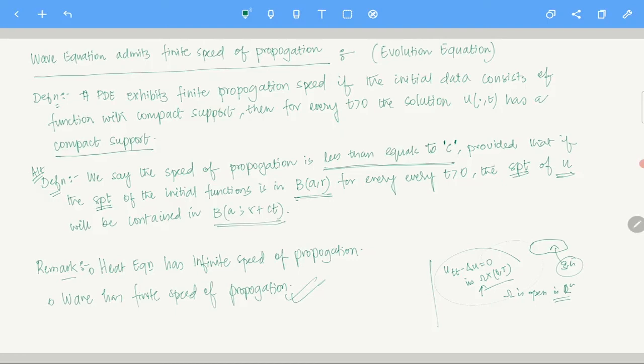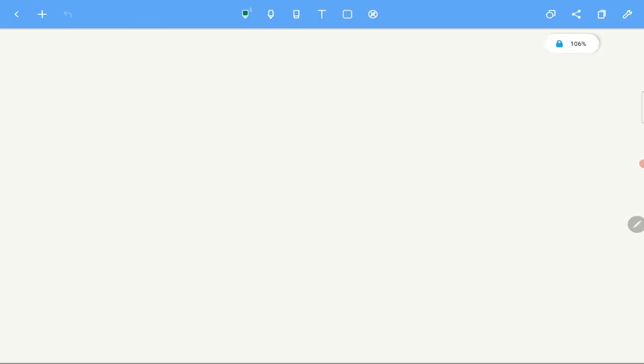Okay, now let us write it down. So let us prove the finite speed of propagation for the wave equation. Clear? Finite speed of propagation for the wave equation.